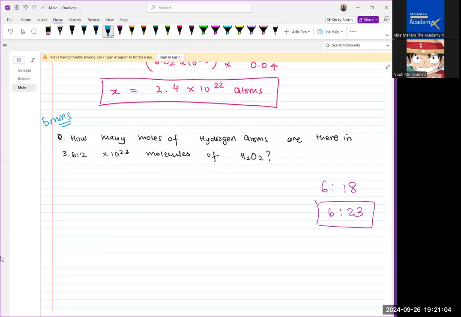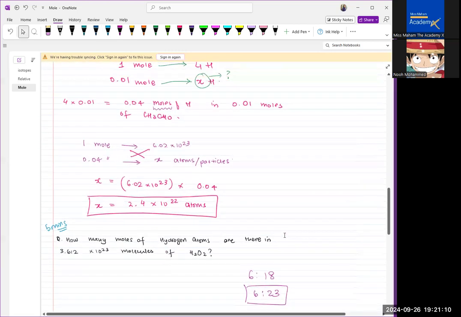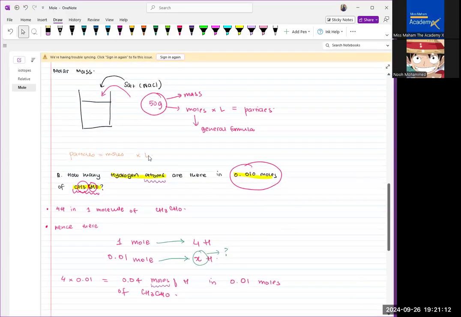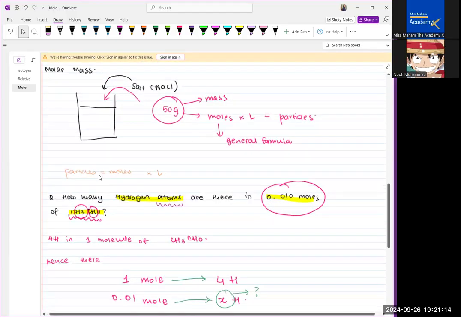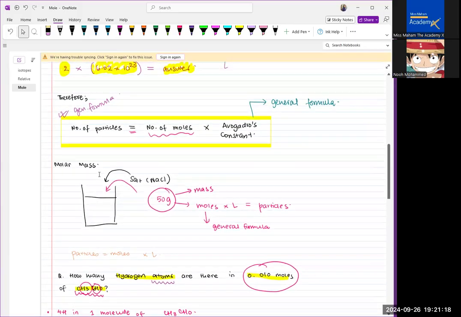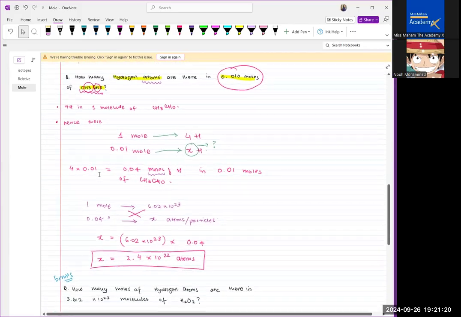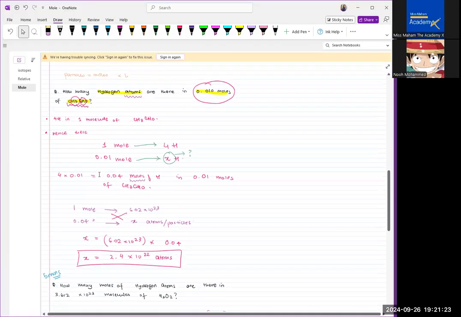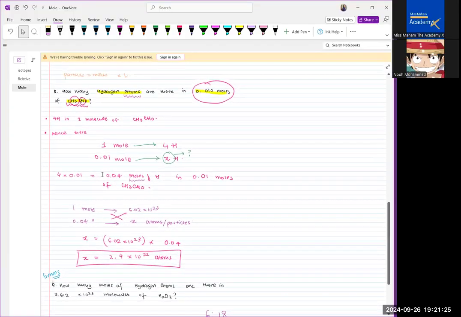Miss, can you go up a little? I want to see the other formula, the one we did. This one, particles equals moles into L. No, the question below it. So the question that we solved right now. Here you go. Yeah, thank you.